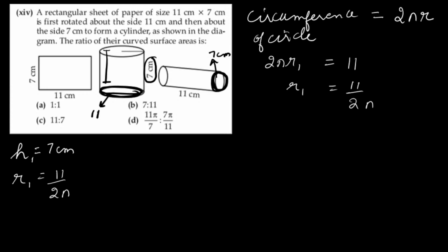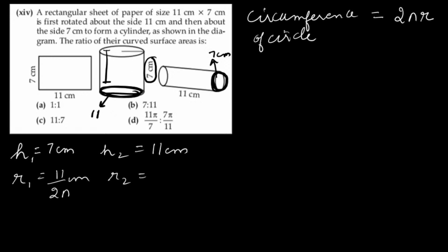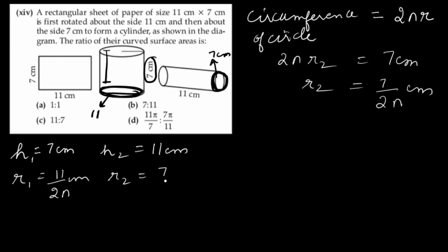Okay. Now same thing for the second one. Height of the second cylinder is 11 centimeter and radius we can find. So how can we find the radius? In the second case, circumference is equal to how much? 7 centimeter. So 2 pi R2 is equal to 7 centimeters. Circumference means the boundary of the circle. So R2's value will be 7 by 2 pi centimeter.